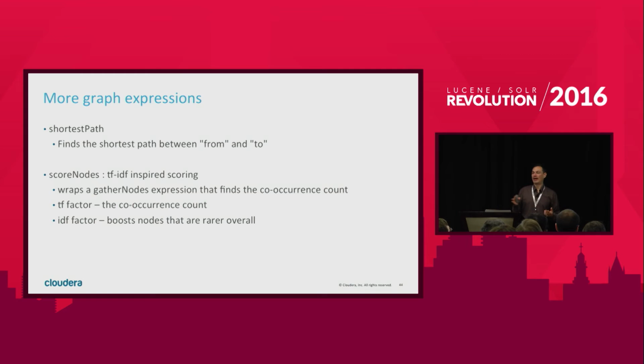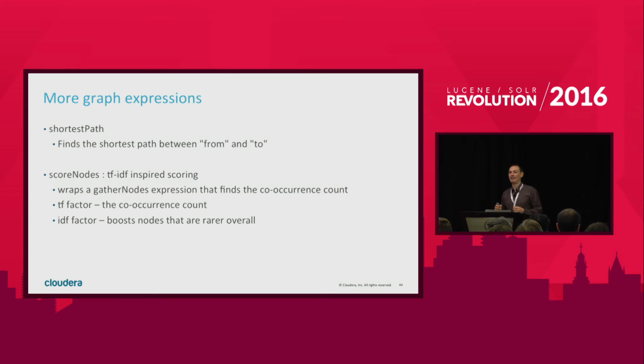So, a straight TF-IDF example: if you search for giant squid, the word squid is going to have a higher weighting because it's more rare in the corpus. It's more likely to be relevant when you find it than the word giant, which is much more common. So score nodes does sort of the same thing for co-occurrence. The Solr ref guide on the wiki has a much more in-depth explanation.